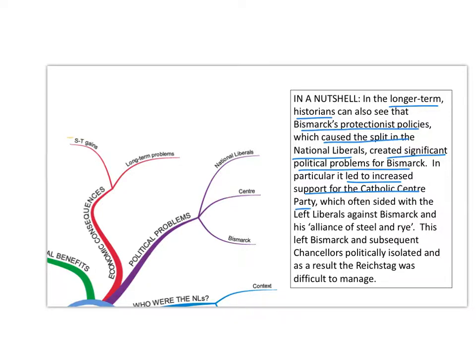Now, we'll do the Catholic Centre Party in the next lesson when we do about the Kulturkampf. But the Catholic Centre Party would often side with the left liberals against Bismarck and his alliance of steel and rye. So Bismarck increasingly struggled to pass laws because of the way politics worked inside the Reichstag, and Bismarck found himself increasingly isolated and quite difficult to manage the Reichstag in the late 1870s.